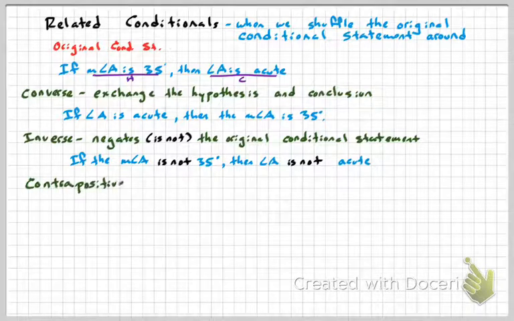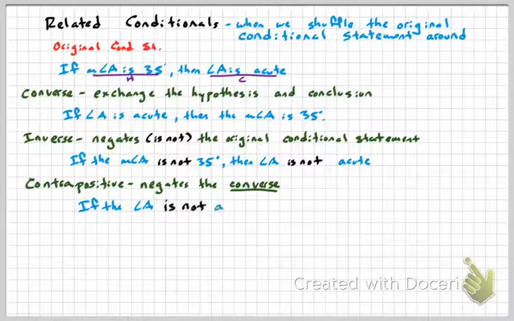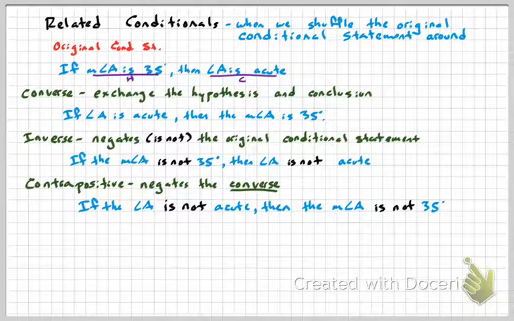And then finally, we have what's called the contrapositive. So the contrapositive negates the converse. So the same rule applies where we're going to be throwing in that is not, but now I'm using the converse one instead of my original. So if angle A is acute, negating that would be if angle A is not acute, and then the measure of angle A is 35, then the measure of angle A is not 35.